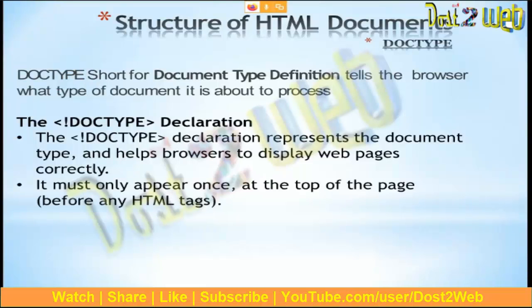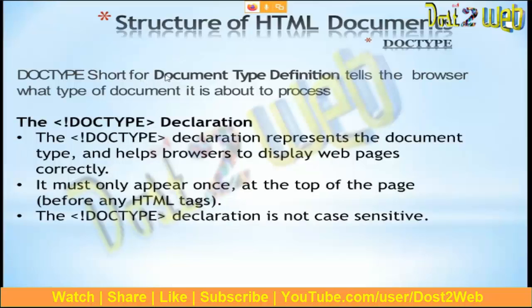It must only appear once. That means you are not going to use it many times in your HTML page. Suppose somewhere you need an image, as we saw in the previous example with the img tag. When you use the img tag, you do not have to specify doc type again. It's only one time, and that too before the HTML tag starts. So remember this point.